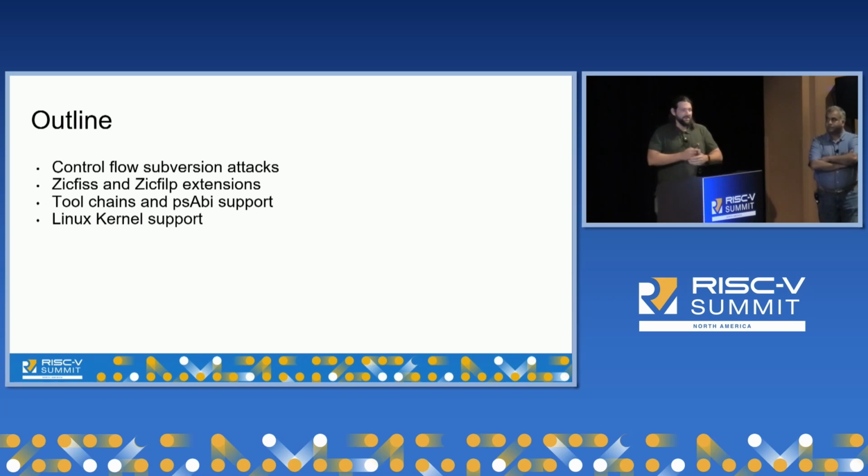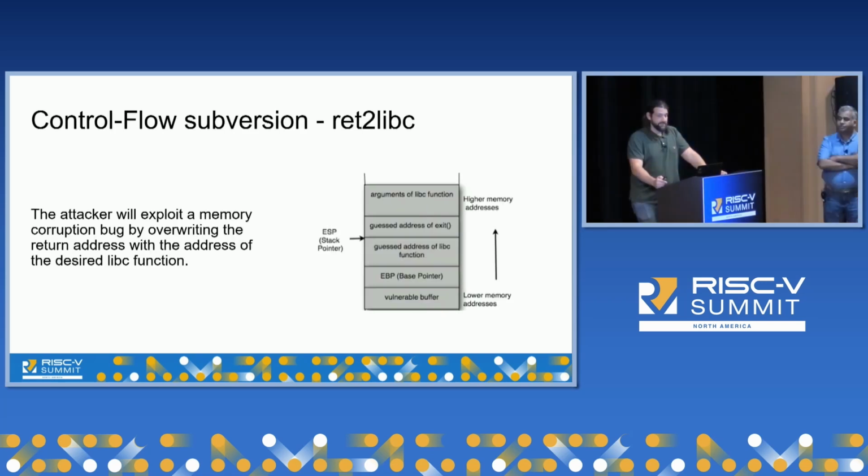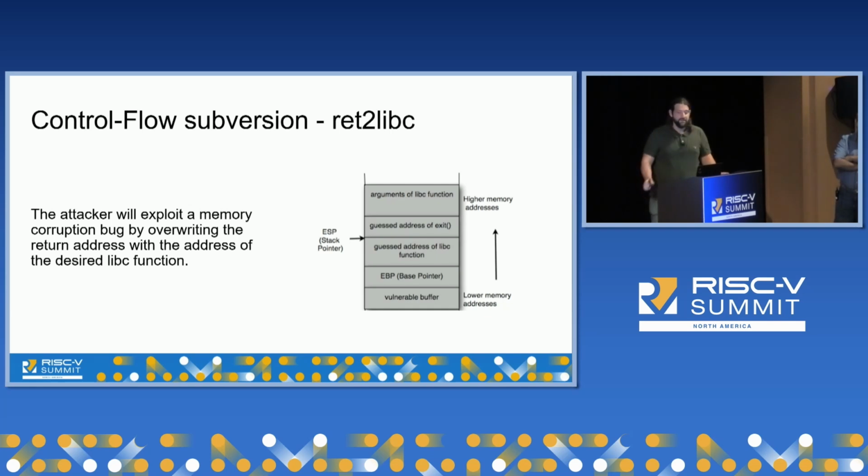Since this is a cross-stack effort, let's say we modified hardware, operating systems, tool chains, everything. So we will discuss the various modifications we were required to do, and also the Linux kernel support for this specification. So what is a control flow subversion attack?